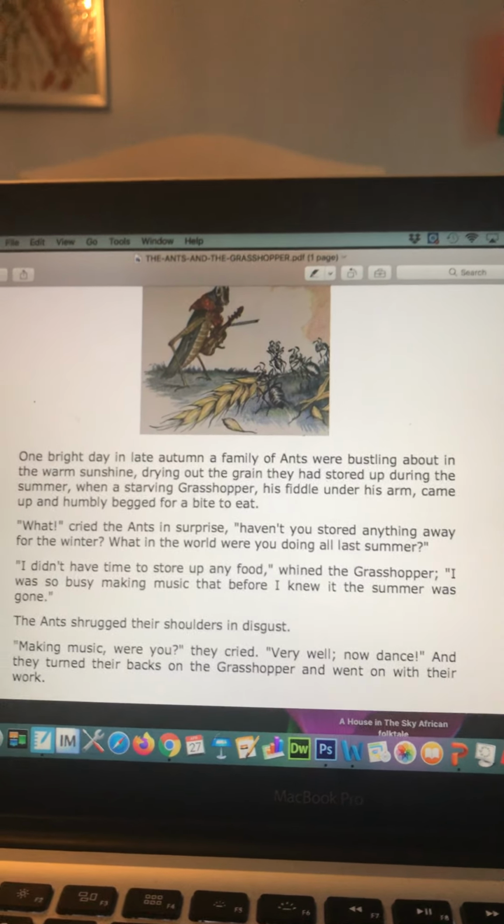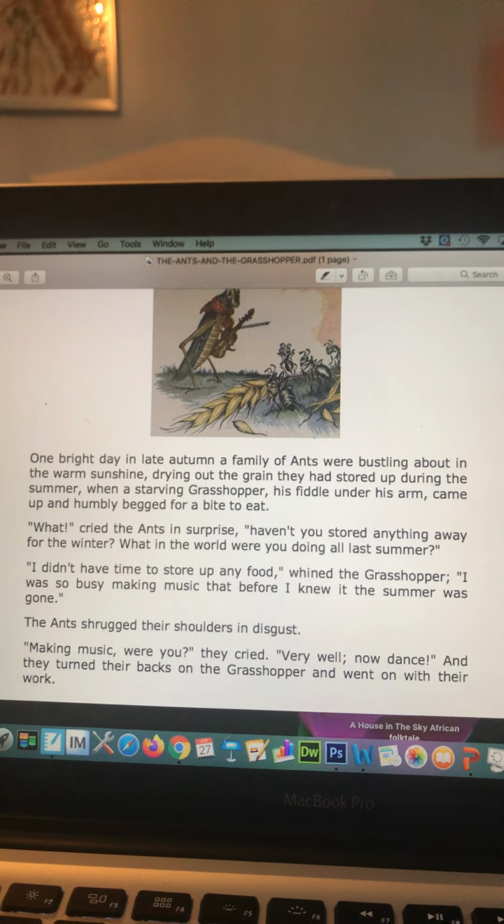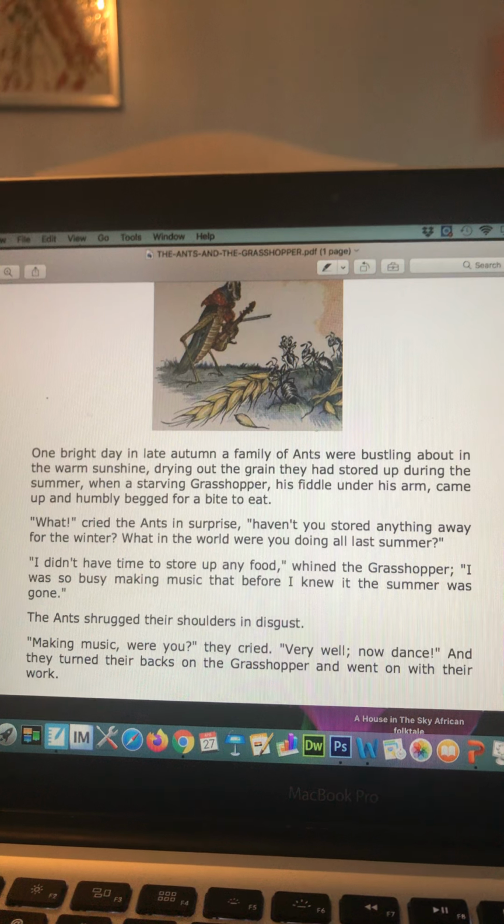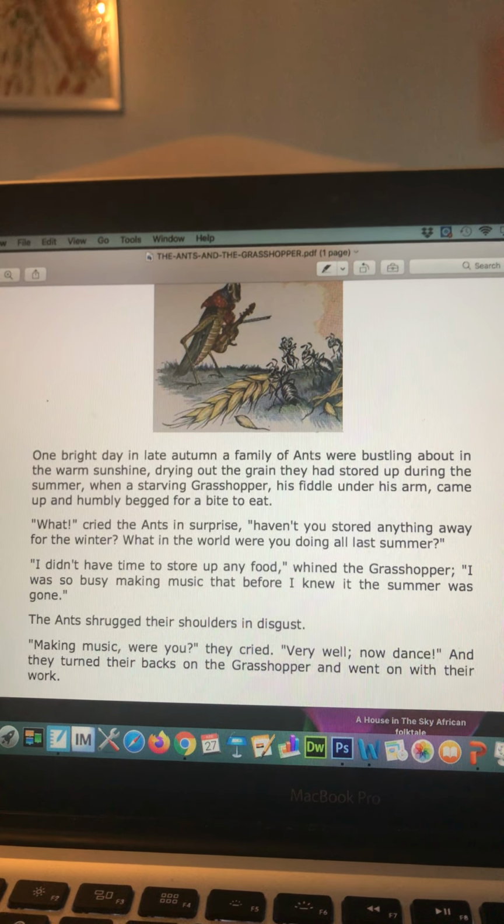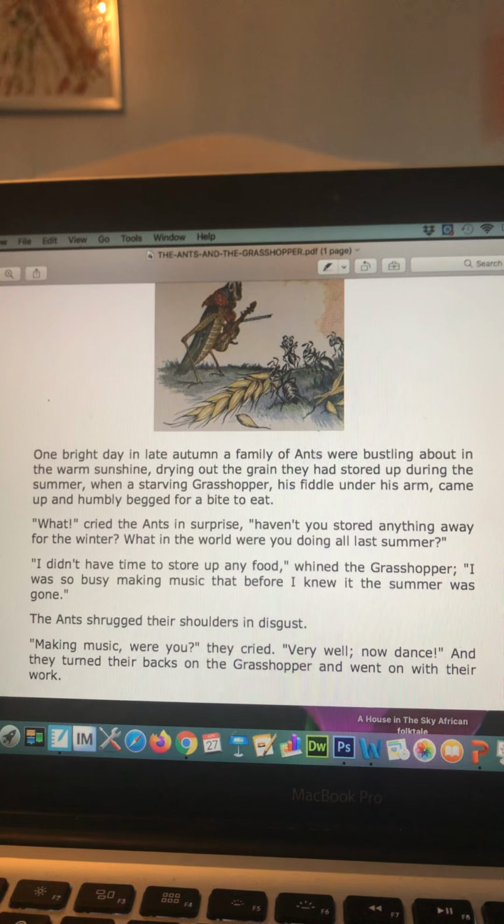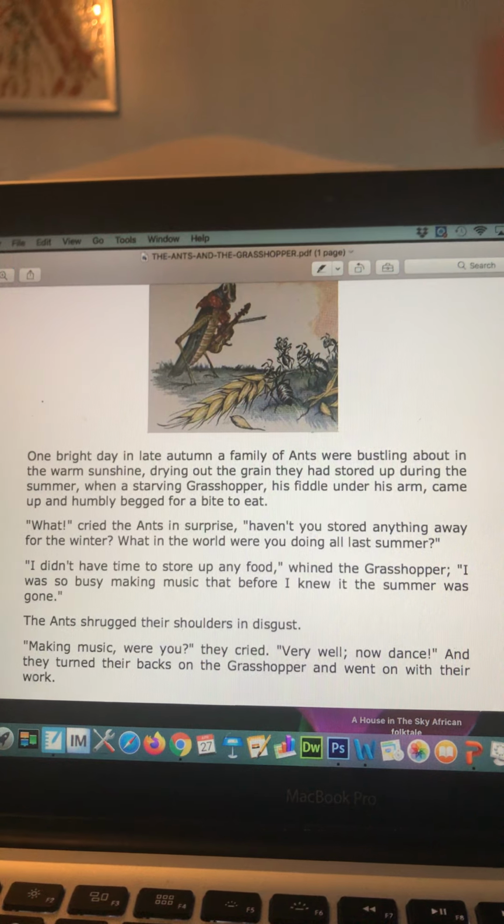The Ants and the Grasshopper. One bright day in late autumn, a family of ants were bustling about in the warm sunshine, drying out the grain they had stored up during the summer, when a starving grasshopper, his fiddle under his arm, came up and humbly begged for a bite to eat.